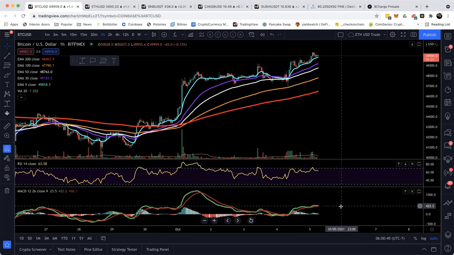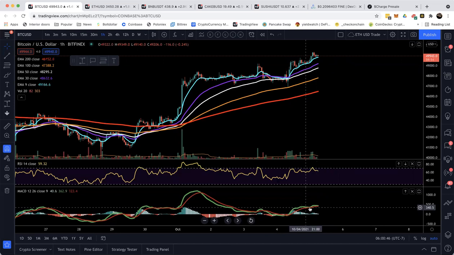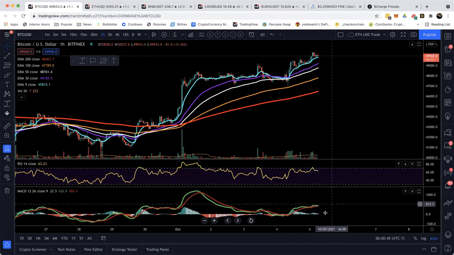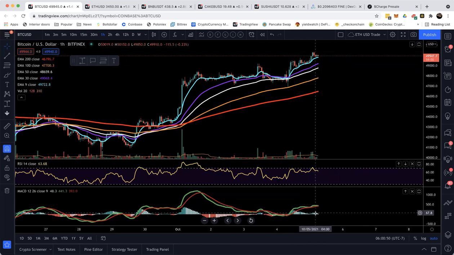The momentum indicator, the MACD, looks good. We are above the neutral zone. We are above the cross indicator. The volume oscillator is losing momentum at the moment, but you can see that here in the market structure as well, as we are coming down into the 9 EMA. RSI is strong. RSI is at 62 points.